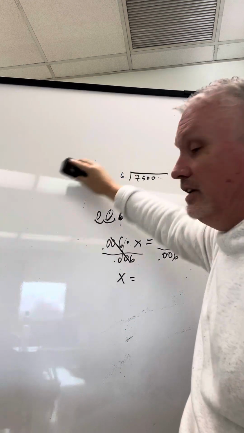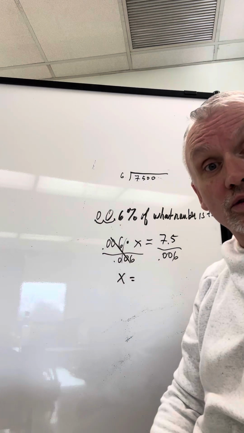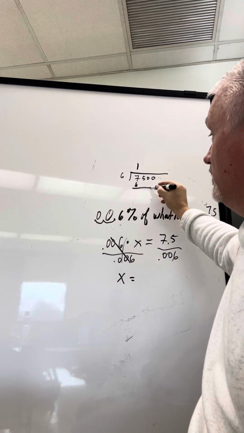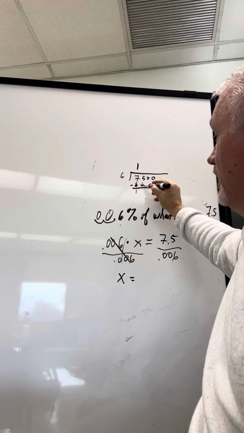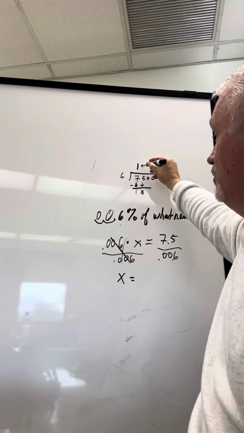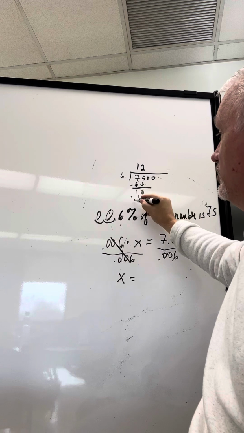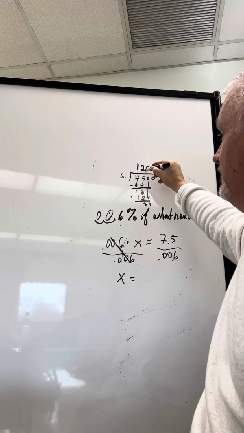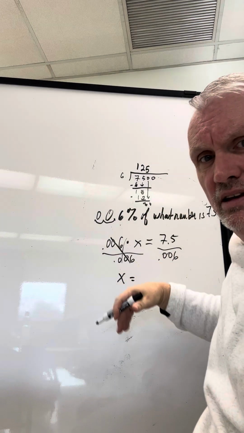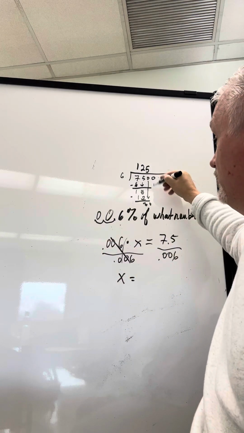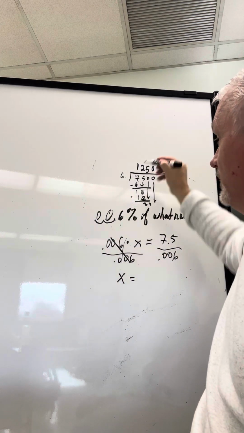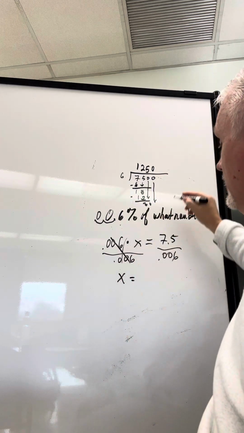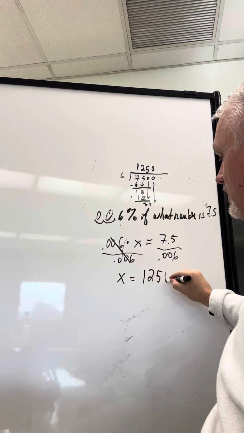Again, make sure that your outside is a whole number. So now I just do this division. Well, 6 goes into 7 once, that's 6. Subtract, 1, bring down the 5. Well, this is 2, and this is 12, subtract, and this is 3, and now bring down the 0. Well, 6 goes into 30 5 times. Well, now that's 30. Great. But now I've still got another 0 here. Just fill that in with a 0. So the answer is 1,250.